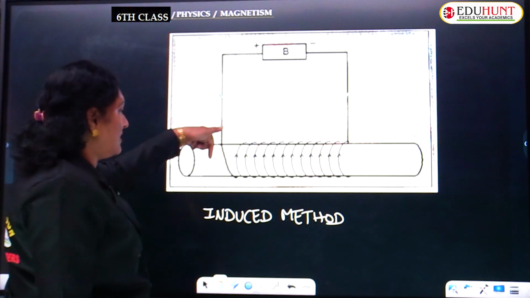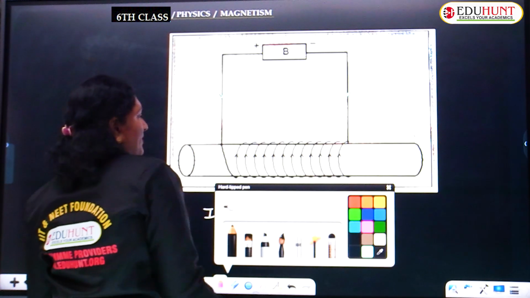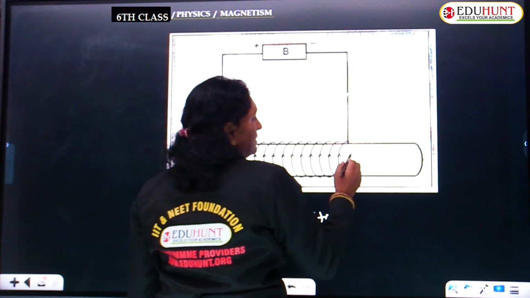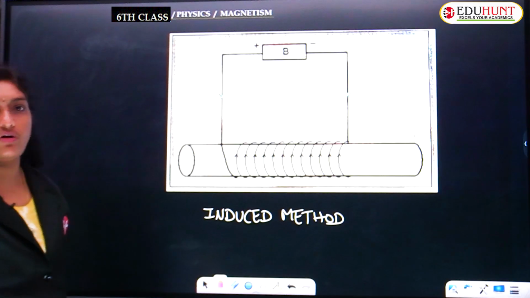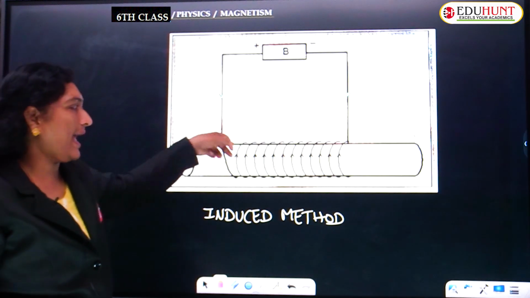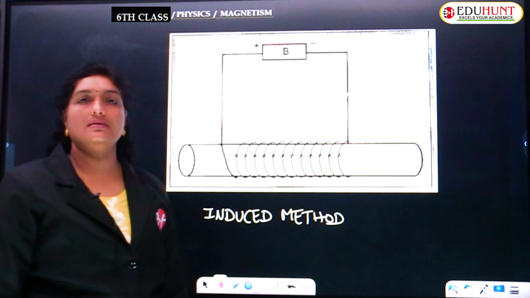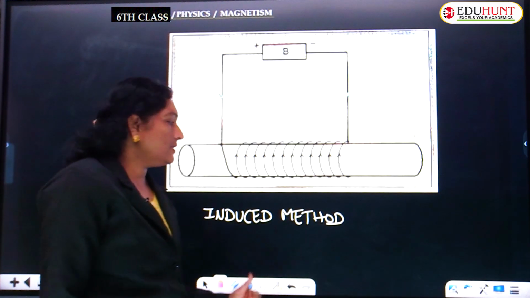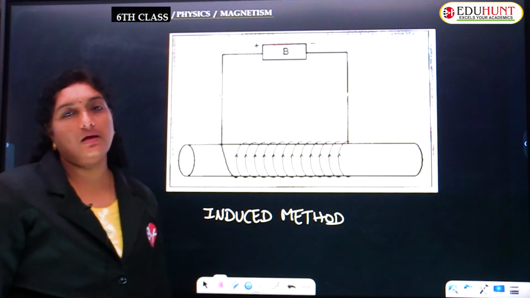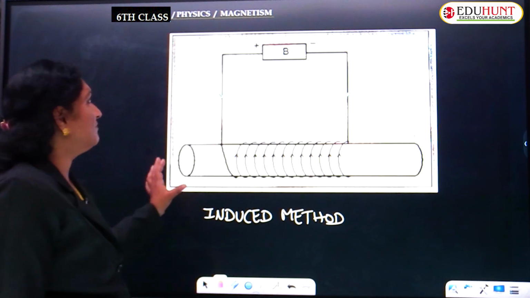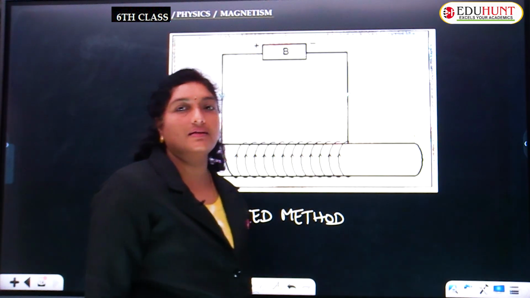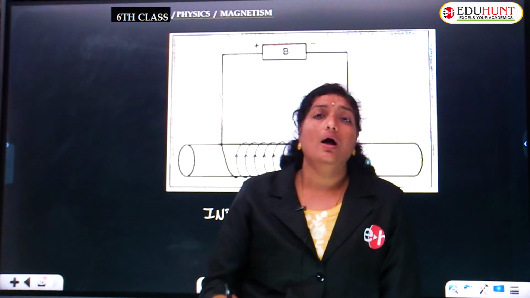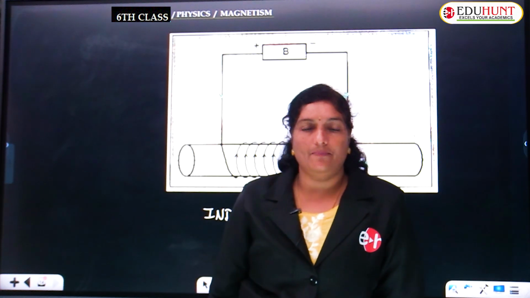The end where the current is moving inside, there a north pole is formed, and the end where the current is coming out, at that position a south pole is formed. Like this, magnetism can be induced inside a steel rod while passing current through it. So this process is called the induced method. I hope you have complete clarity regarding the different types of magnetism.